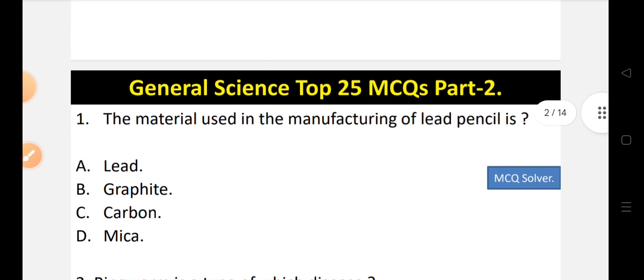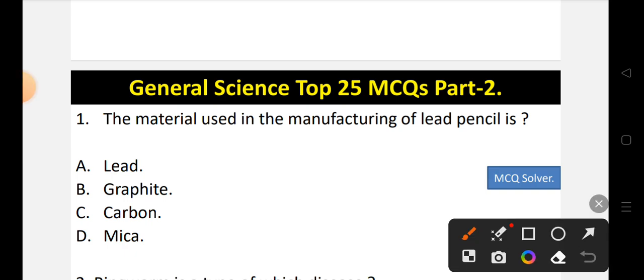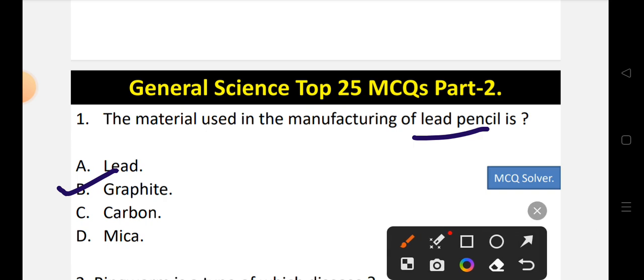Question number 1. The material used in the manufacturing of lead pencil is. Options are option A lead, option B graphite, option C carbon, or option D mica. So, the material which is used in the manufacturing of lead pencil is, the correct option is option number B, that is graphite. So, graphite is used in the manufacturing of lead pencil.